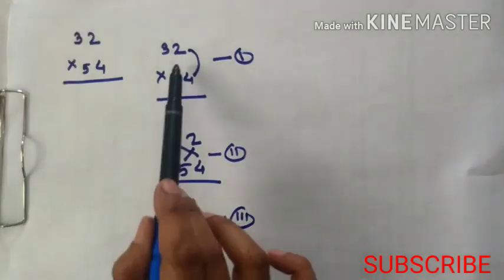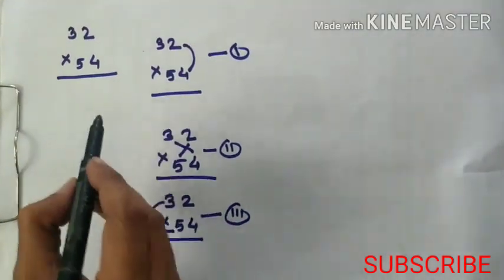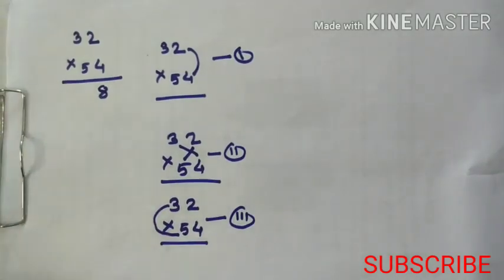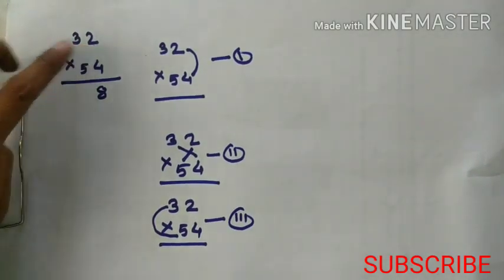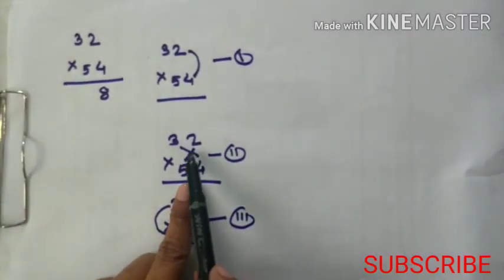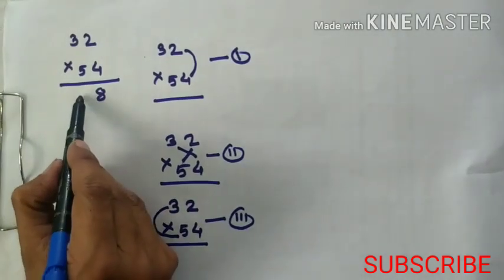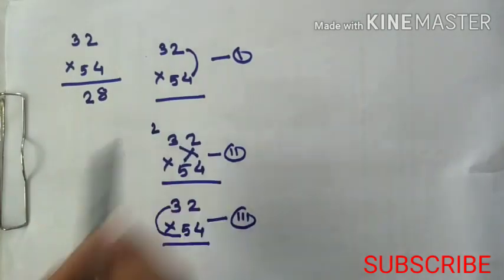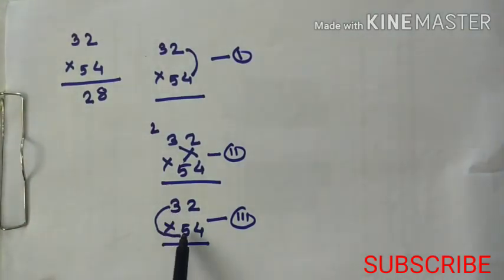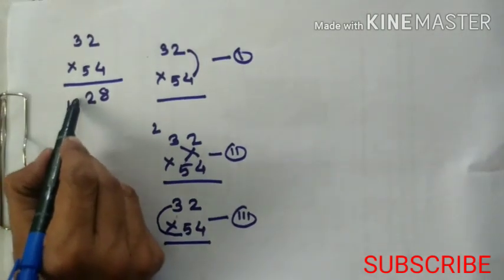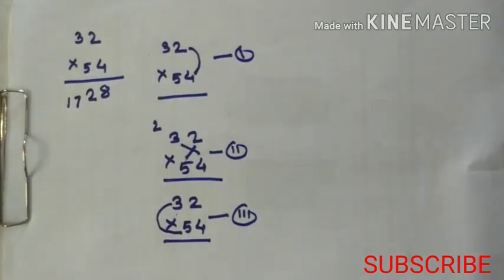Now we know that 2 4s are 8. So I am writing here 8. First we made the multiplication, 2 4s are 8. Second step is cross multiplication: 2 5s are 10 plus 3 4s are 12. 10 plus 12, 22. Write 2 and carry 2. Now third step is the product of these two numbers, 3 and 5. 3 5s are 15 plus carry 2 is 17, so our multiplication becomes 1728.